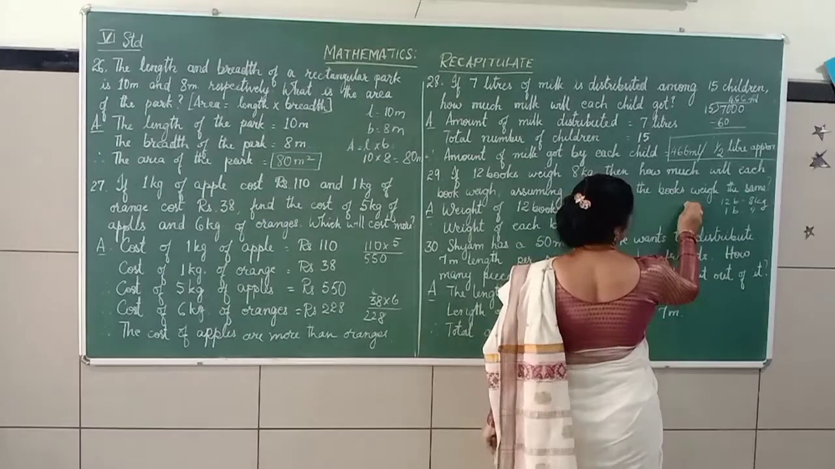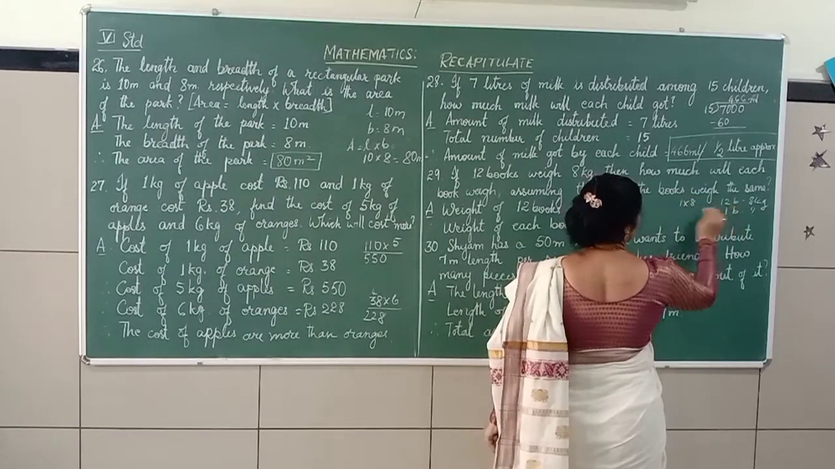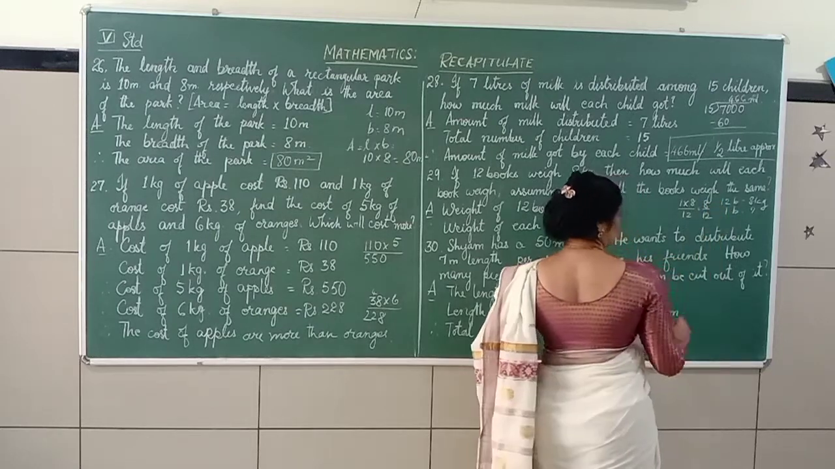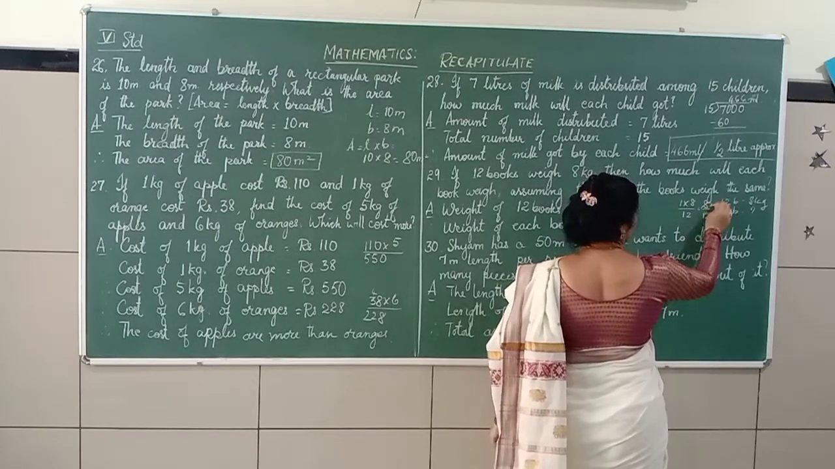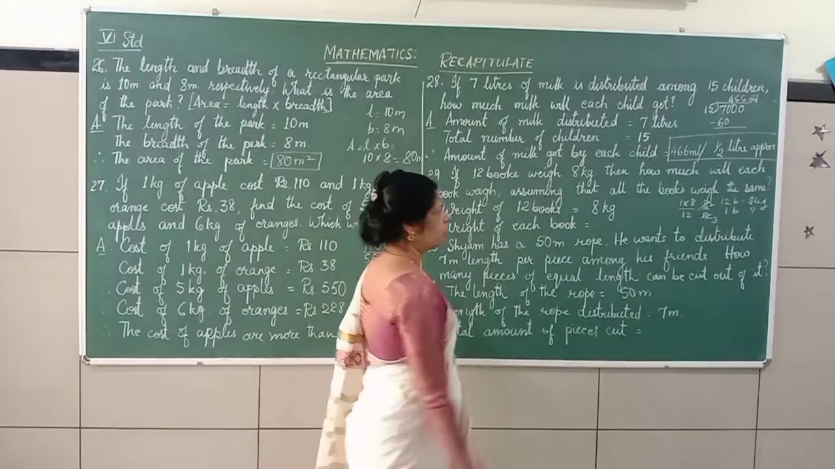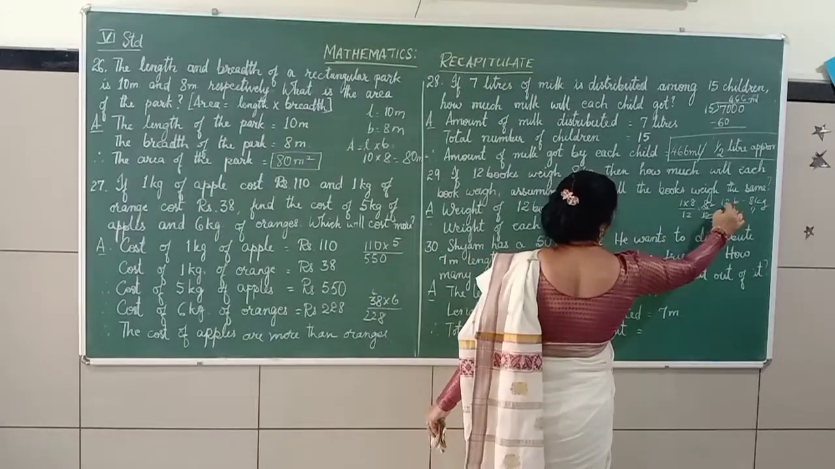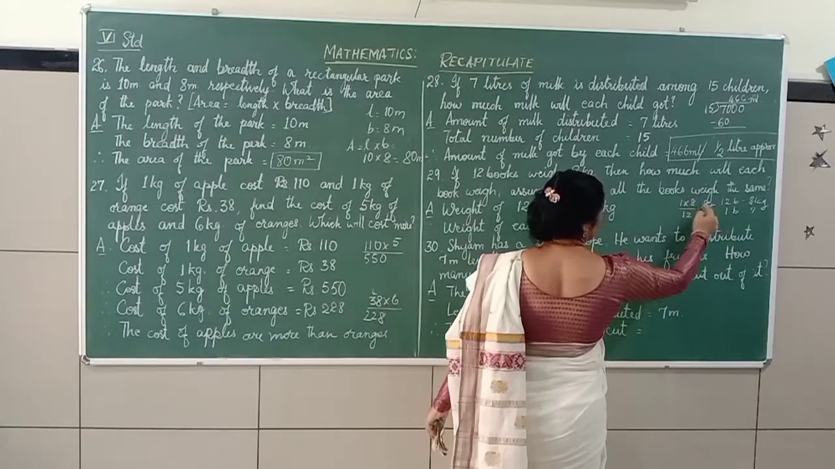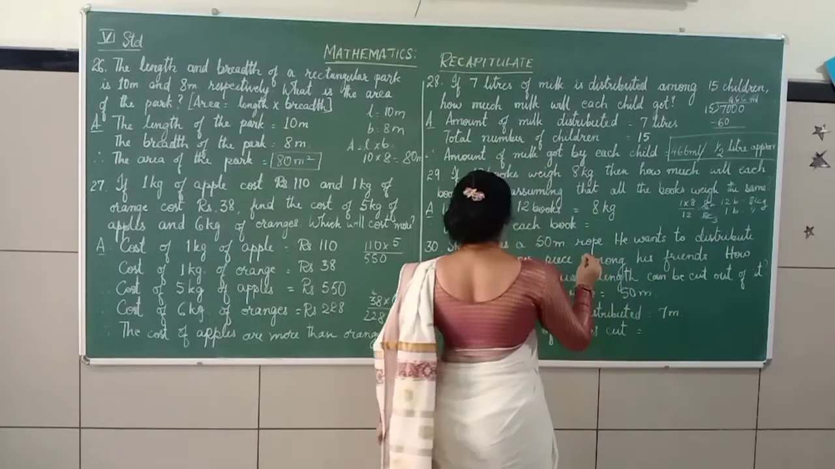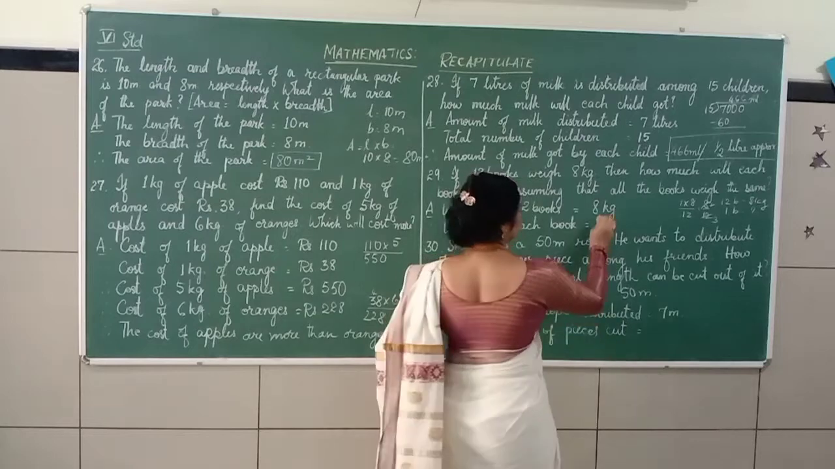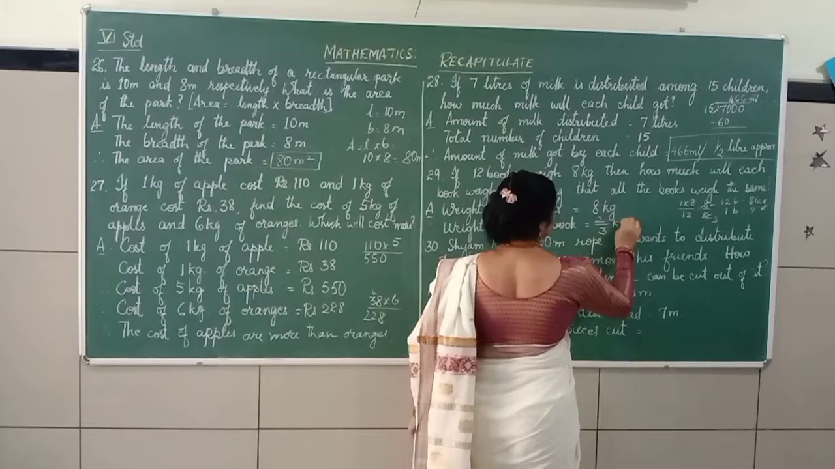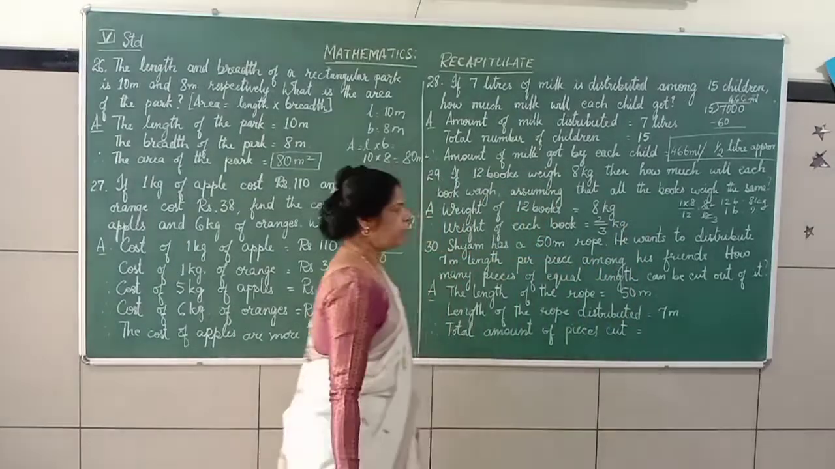So what you have to do? 1 into 8 by 12 is nothing but 8 by 12. So what you can do here? 4 2s are 8, 4 3s are 12. See, 1 into 8 by 12, so 1 8 is 8 by 12. 4 2s are 8. 4 3s are 12. So the weight of each book is 2 by 3 kg.